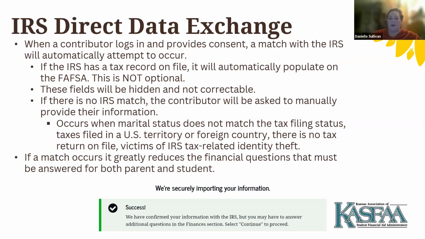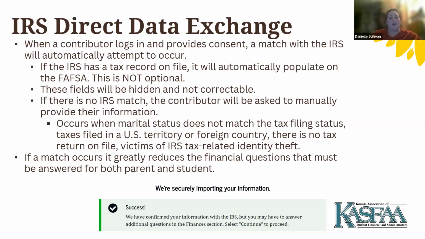A match is going to happen on the back end, and it's going to search the IRS database to see if there's a tax record on file. If there is, it will automatically populate on the FAFSA. This won't be optional. I did have some parents ask if they could opt out, and there's no way to opt out. It is a direct data exchange. The fields transferred from the IRS will be hidden, and they're not correctable because they're coming directly from the IRS.